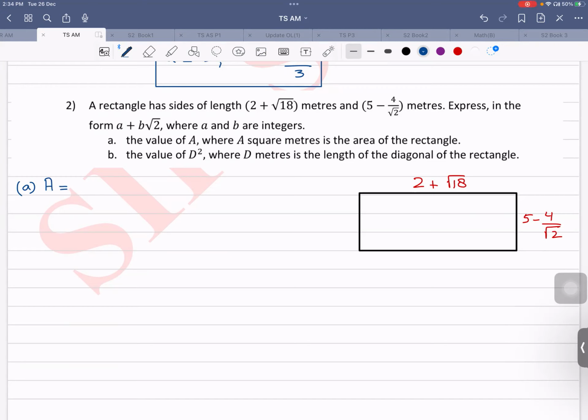And what is the formula of area of a rectangle? Length into breadth. Let's multiply the two brackets.